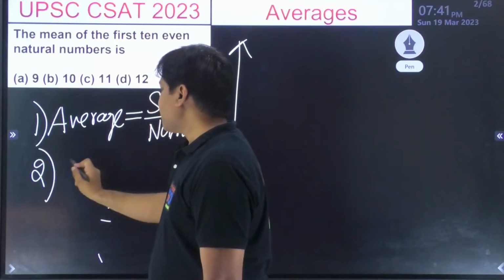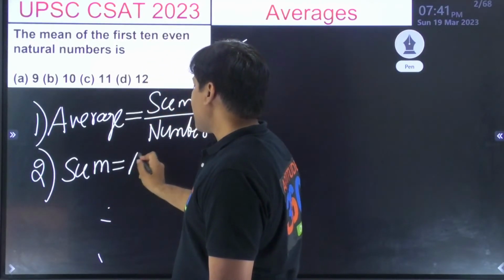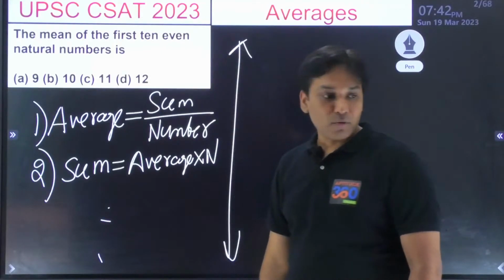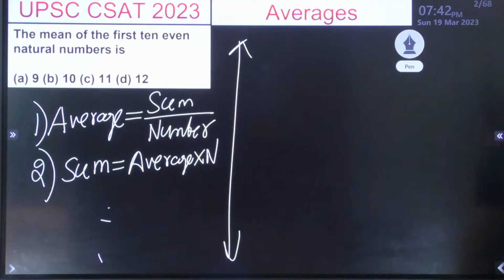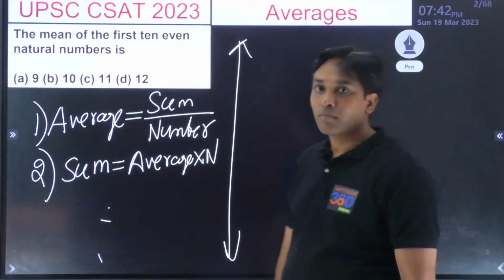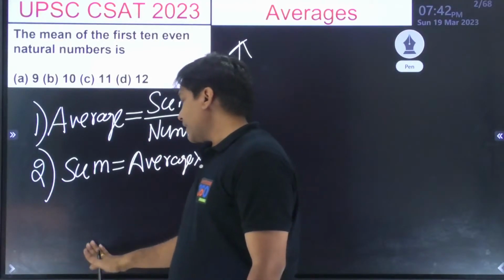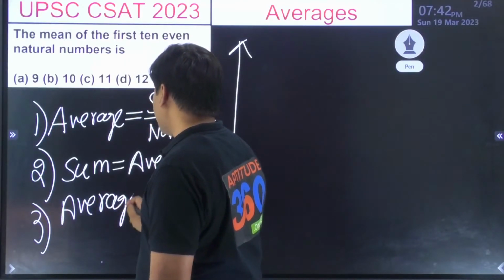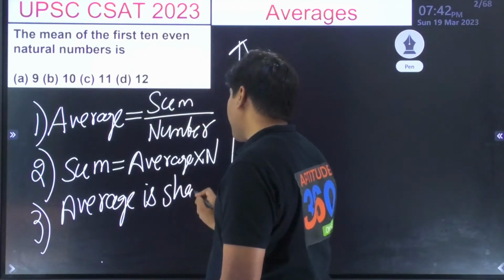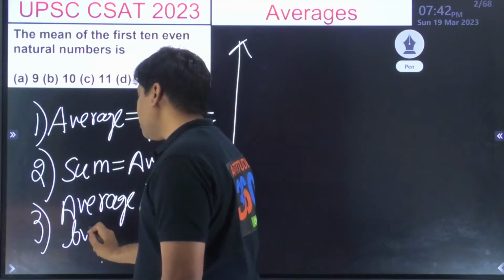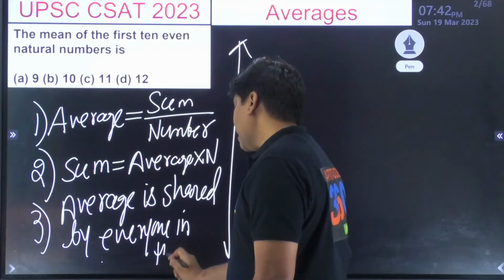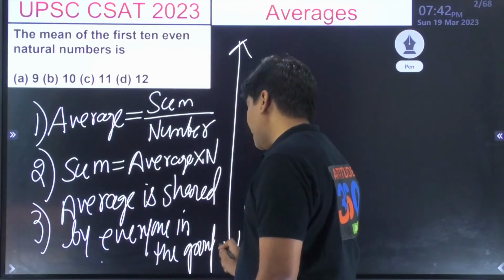Number 2, and if that is okay, so we can say that sum is equal to average into number. यही हुआ ना, average into number. What is our understanding? I would say that irrespective of the individual values, average is shared by everyone in the group. Everyone in the group, irrespective of their individual values.